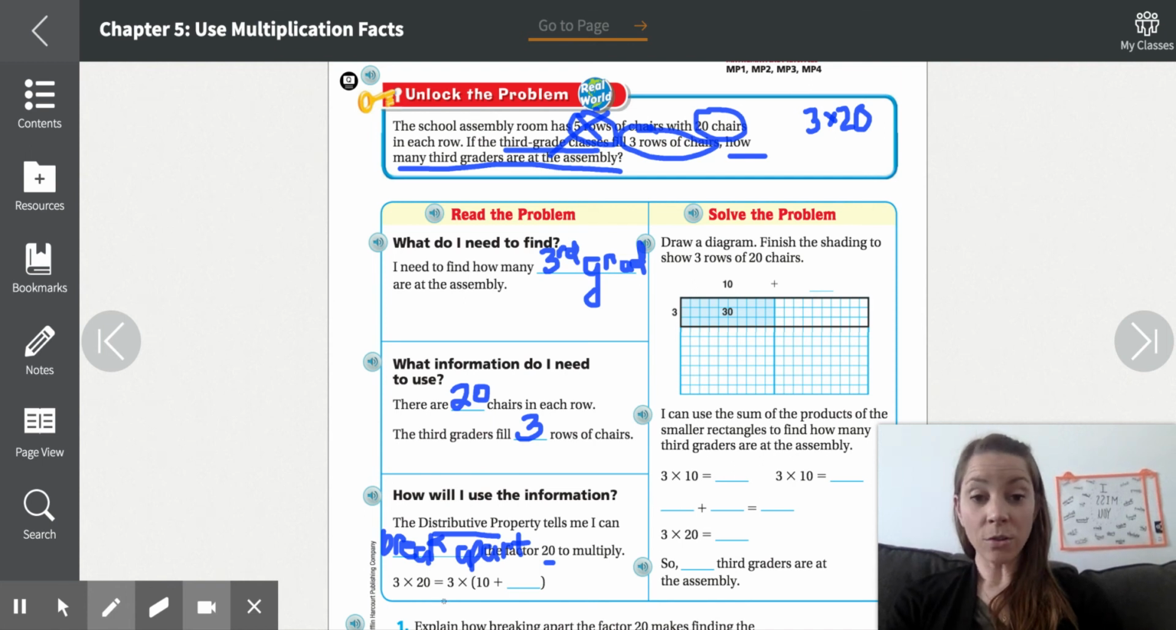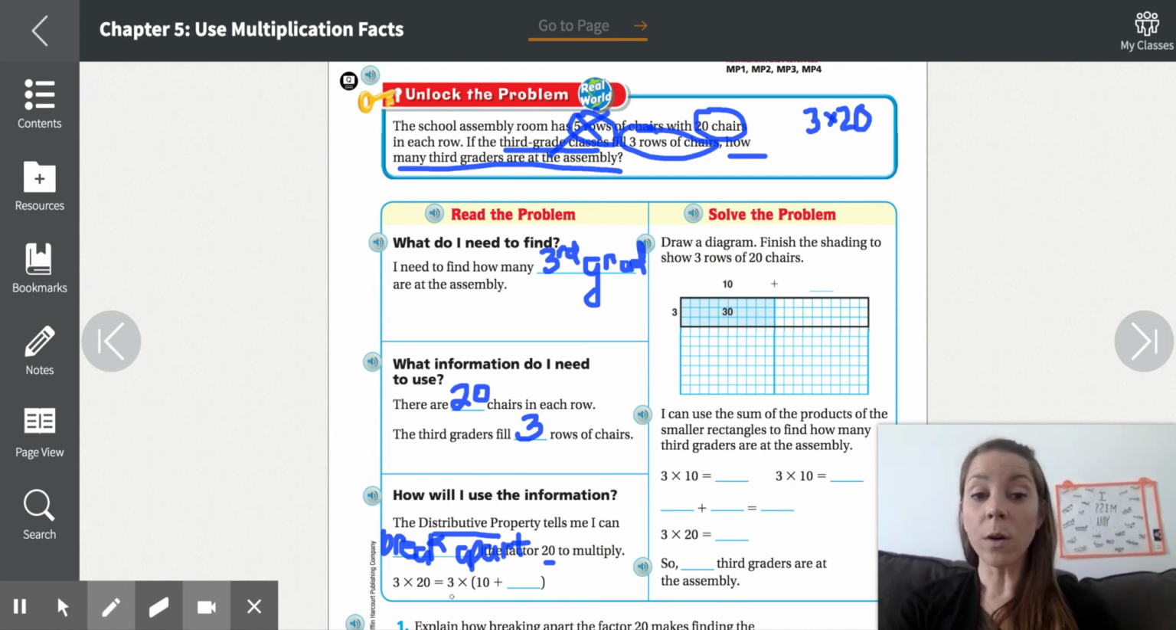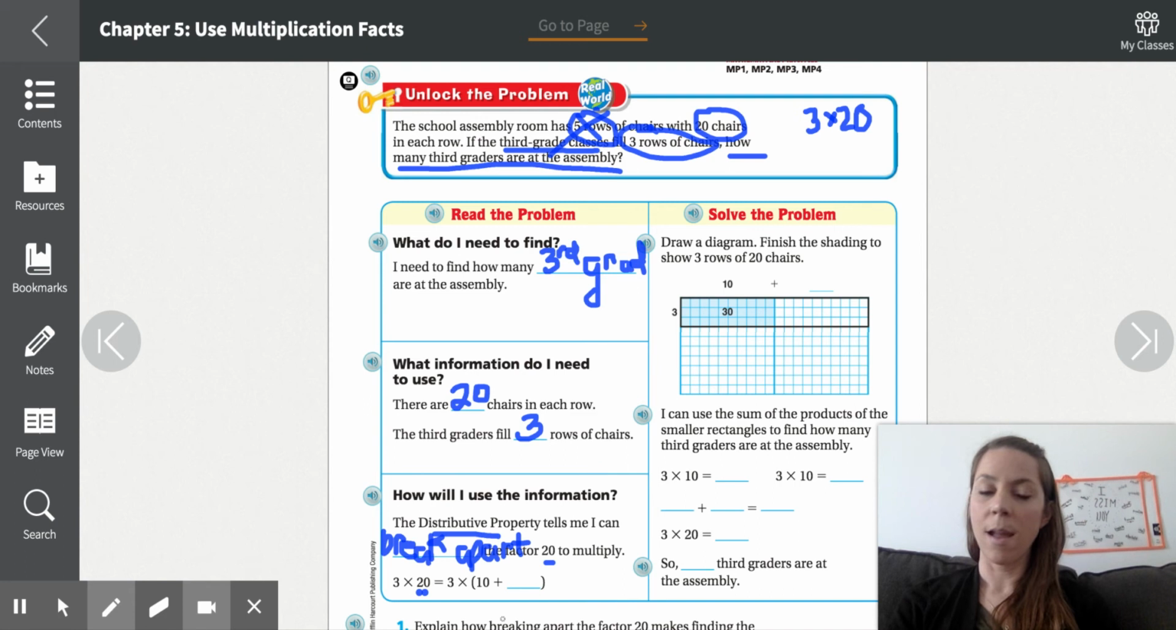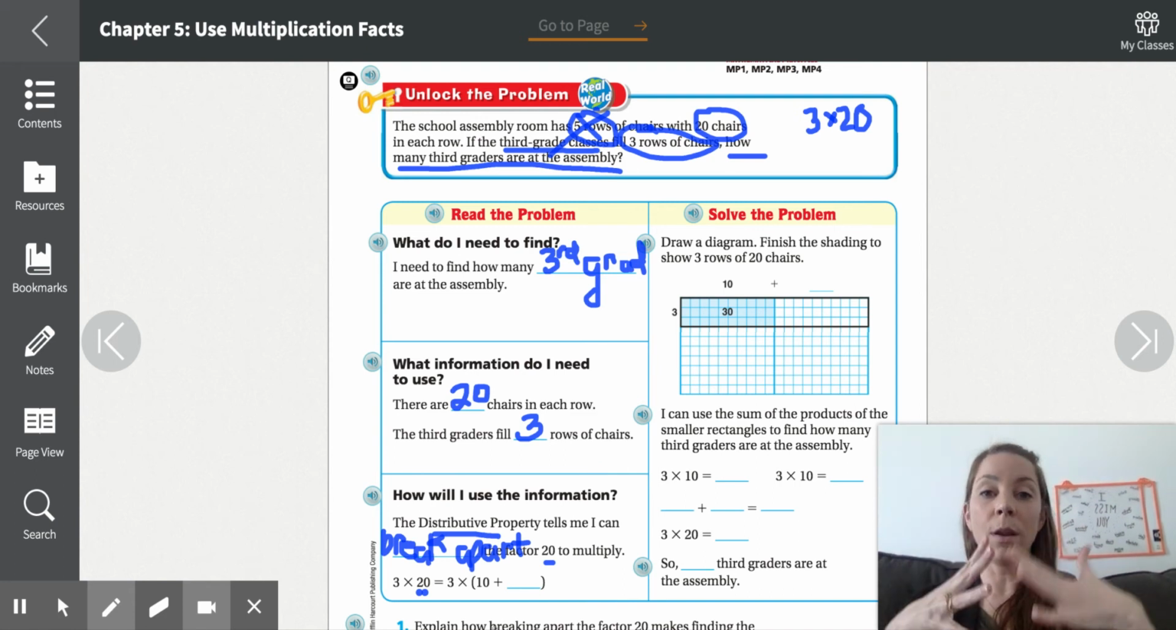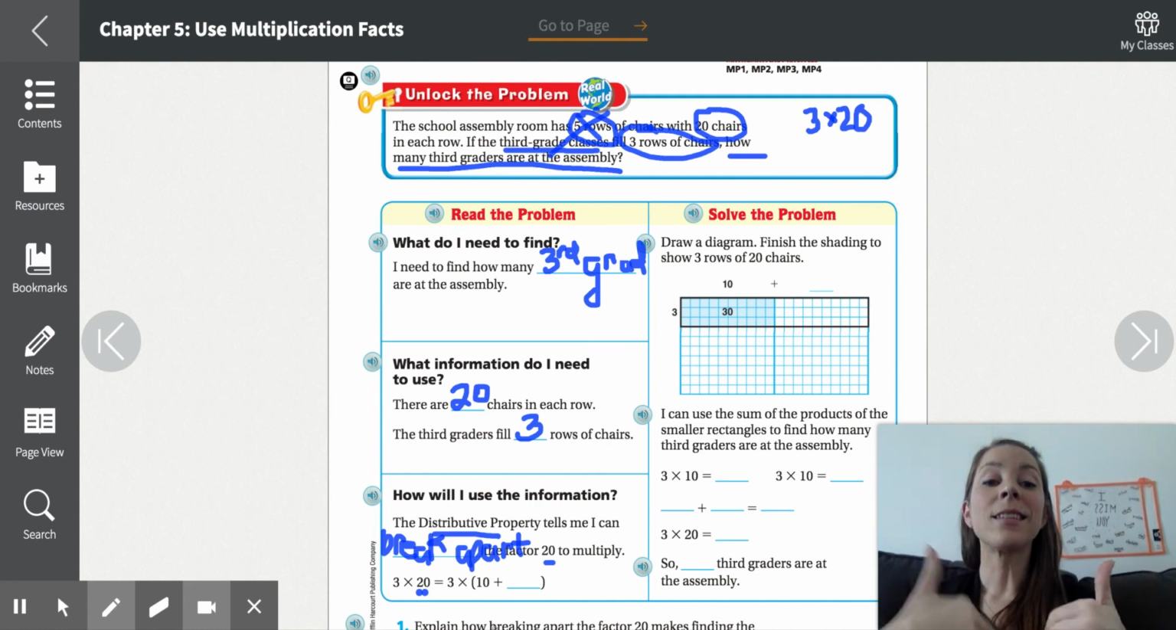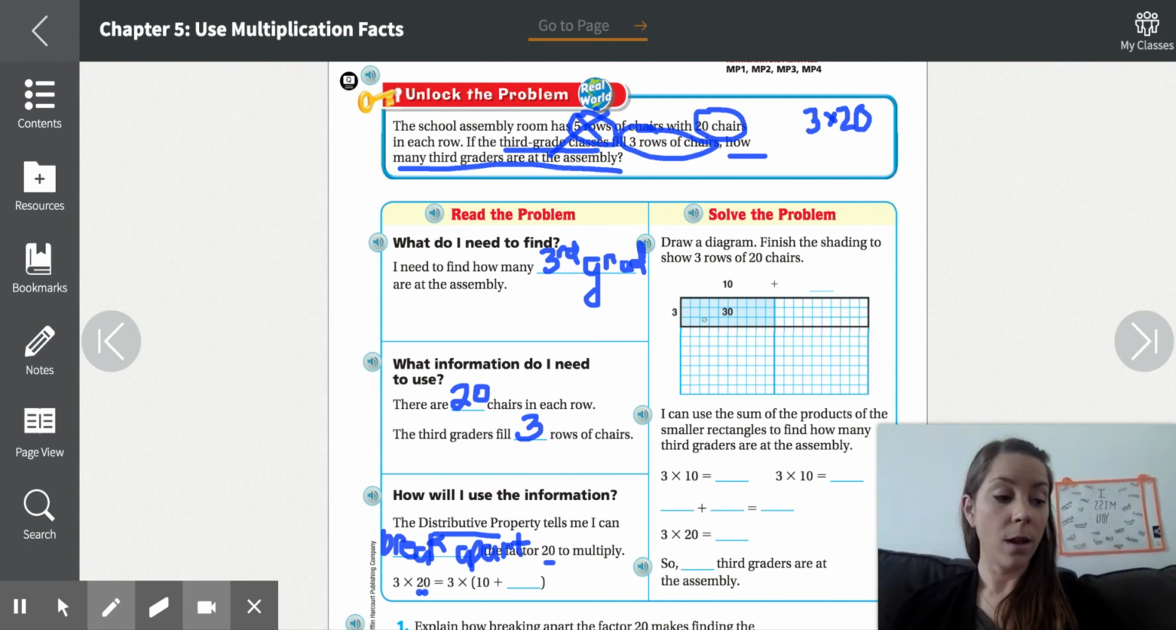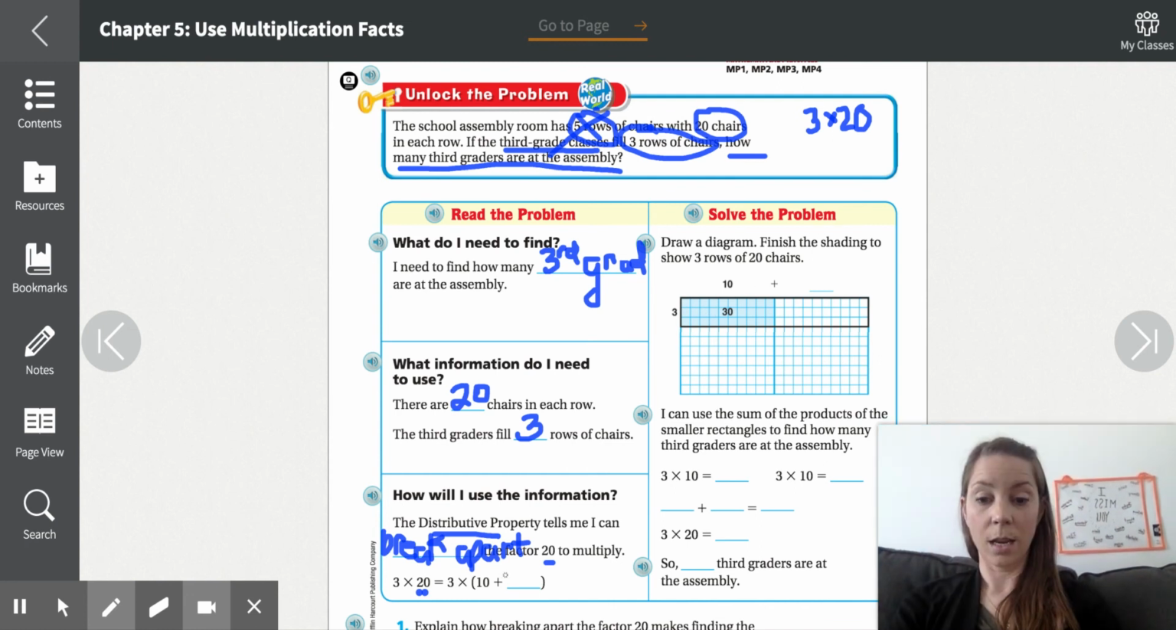And that could actually equal, keep the 3 the same, one of the factors stays the same, but then the other factor, the 20, what could you break it into that's easy to multiply by? I always like to break big numbers into, start with a 10 and see what's left over. So if I break this 20 into a 10, then I would have another 10. 10 plus 10 is 20, right?